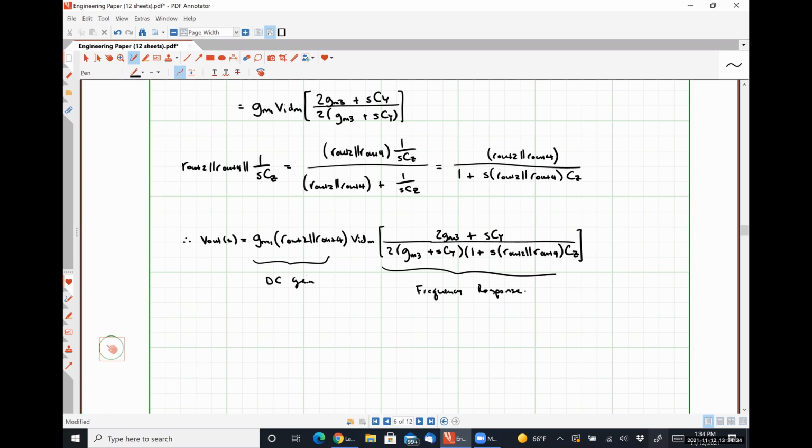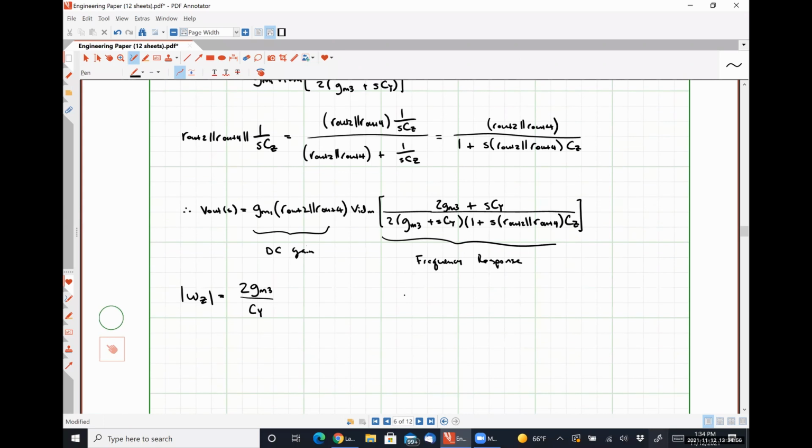Since this guy has a numerator that isn't 1, that means we have a pole. Excuse me, that's not right. We have a zero, where omega z will be twice GM3 over CY. And then we're going to have 2 zeros. So let's call this, dang it, no, we have 1 zero and 2 poles. I'm sorry, my brain is fried right now.